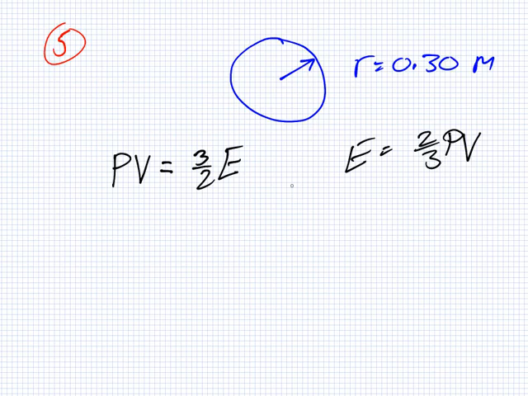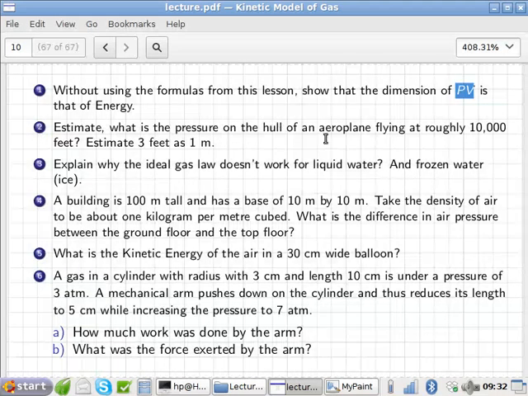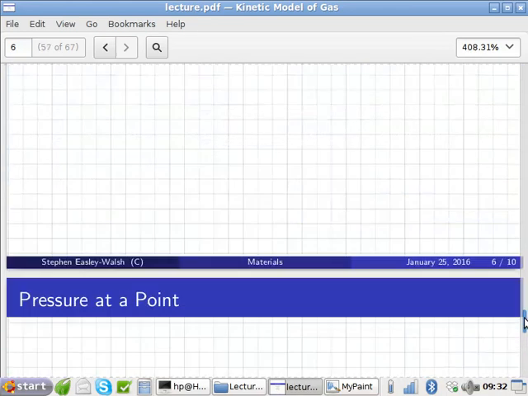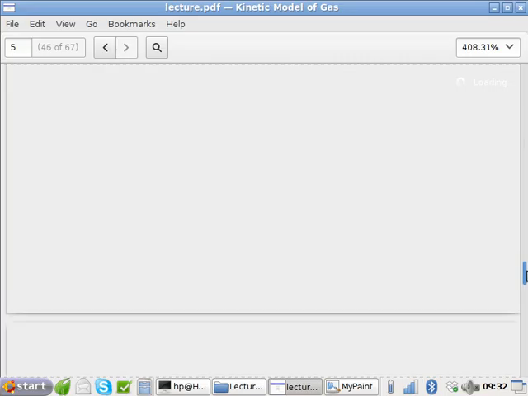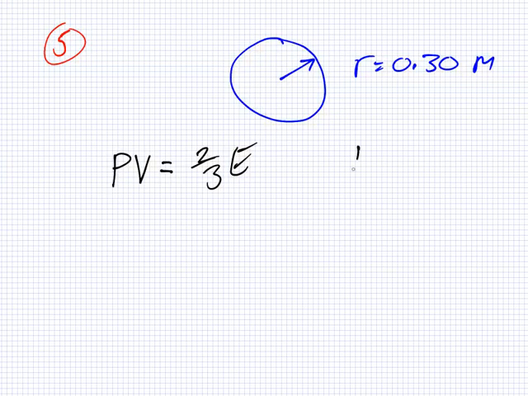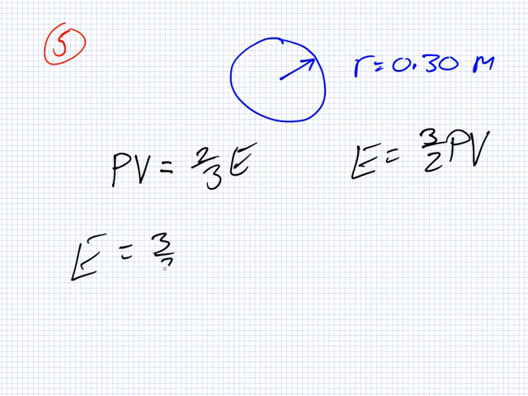Well, you wrote it down yesterday, you tell me. PV equals 2 over 3. Oh my goodness. Hang on. Correct. Should I trust you? I should trust you. Right, E, V is volume. P is pressure. Okay, so the energy, 3 over 2, and the volume is pi r squared.